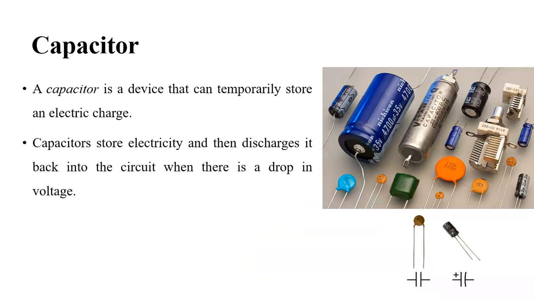The second component is the capacitor, which is a device that is used for storage of electrical charge on a temporary basis. This is because capacitors store electricity for later use. That means when there is a drop in voltage in the circuit, it discharges the energy, and then the circuit or the system will work without interruption.